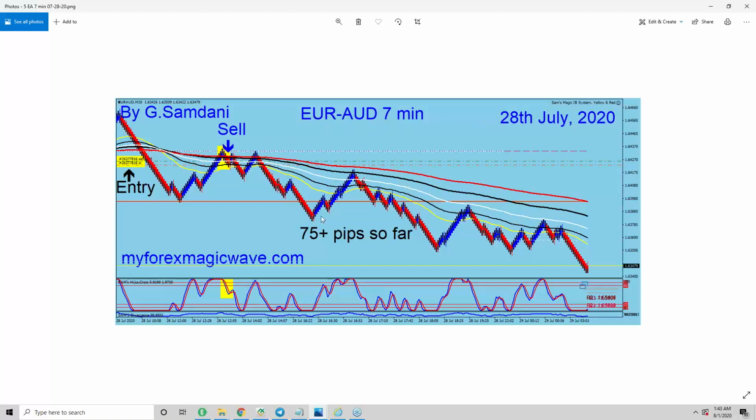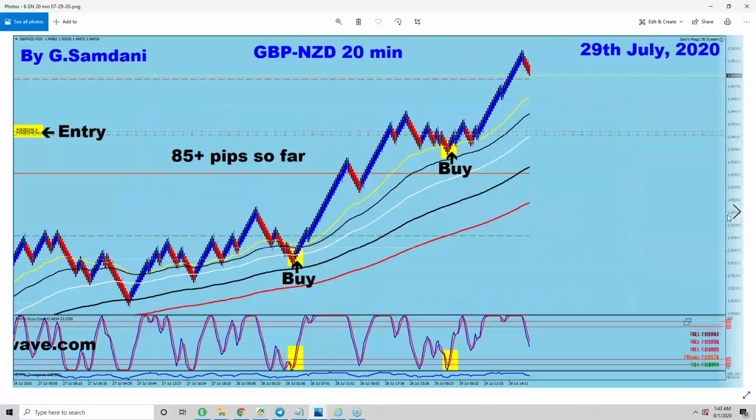On the 28th from the 7-minute chart. Beautiful entry. And then the next entries were this one and this one, but I didn't have to take them, because once you are in the trade, I'm just showing all the possible entries there. This system is beautiful; it gives you so many entries. So here on the 28th, 75 pip from Euro Aussie.